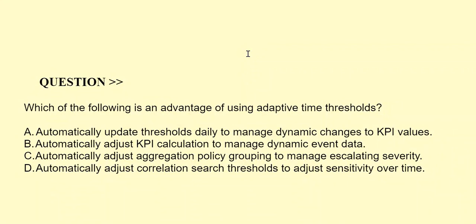Option B, automatically adjust KPI calculation to manage dynamic event data. Option C, automatically adjust aggregation policy grouping to manage escalating severity. Option D, automatically adjust correlation search thresholds to adjust sensitivity over time. The correct answer is option A.